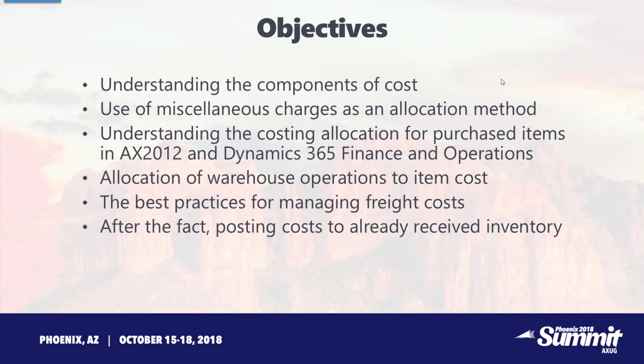You can use what's called an automatic miscellaneous charge, and this is anything pre-2012. This was the only way you could do things like allocate for freight. We're going to make sure that, if you happen to be pre-2012, you understand how you might do some of these things. Then we're going to look at the cost allocation for purchase items.